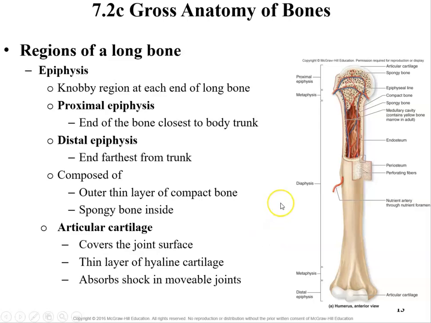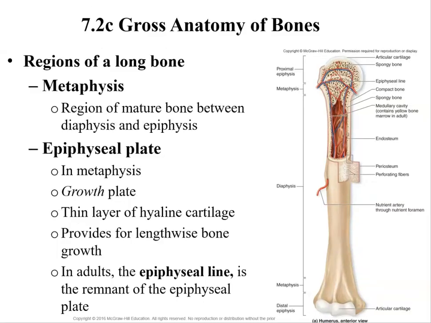The epiphysis is composed of an outer thin layer of compact bone and spongy bone inside, and sometimes has articular cartilage that covers the joint surface. This is going to be a thin layer of hyaline cartilage, and it functions to absorb shock in the joints that move.